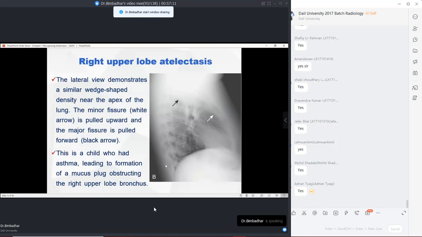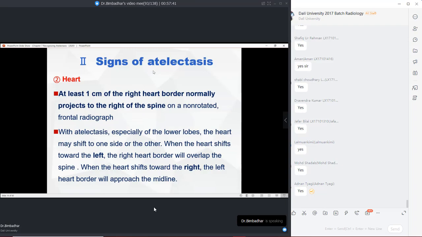Okay, so this is a child who has asthma leading to the formation of mucus plugs actually obstructing the upper lobar bronchus. So what is the answer to your question last time? What if there is a foreign body, or any kind of obstruction, what is the most common area to get obstruction? It is the right upper lobar bronchus, right? Because that is the one which eventually leads to lobar atelectasis. Got it?